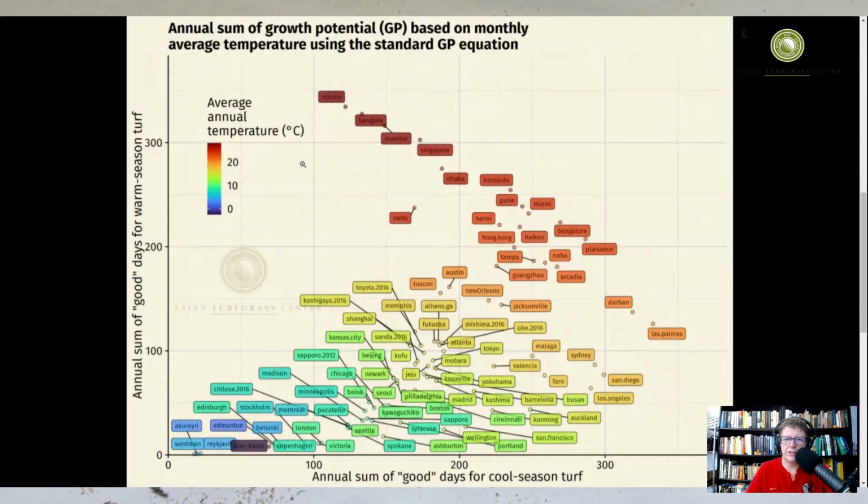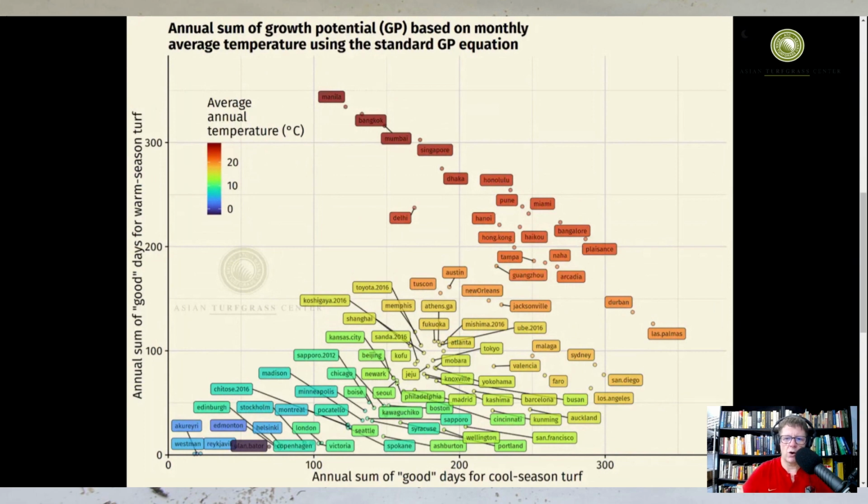But probably the reason why you might like to actually click to my website and look at this is because I made a chart that's kind of pretty. And that chart has the title Annual Sum of Growth Potential, GP, based on monthly average temperature using the standard GP equation. And there's something like 70 to 100 locations here.